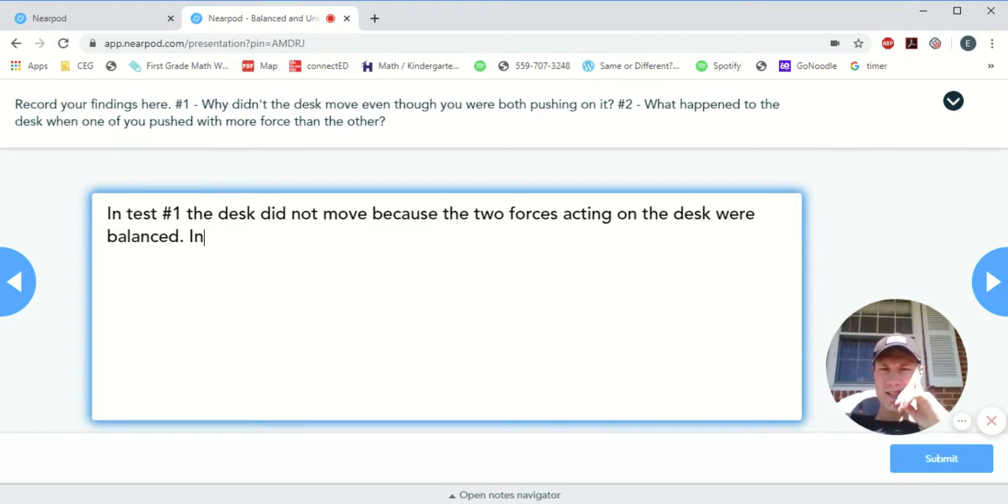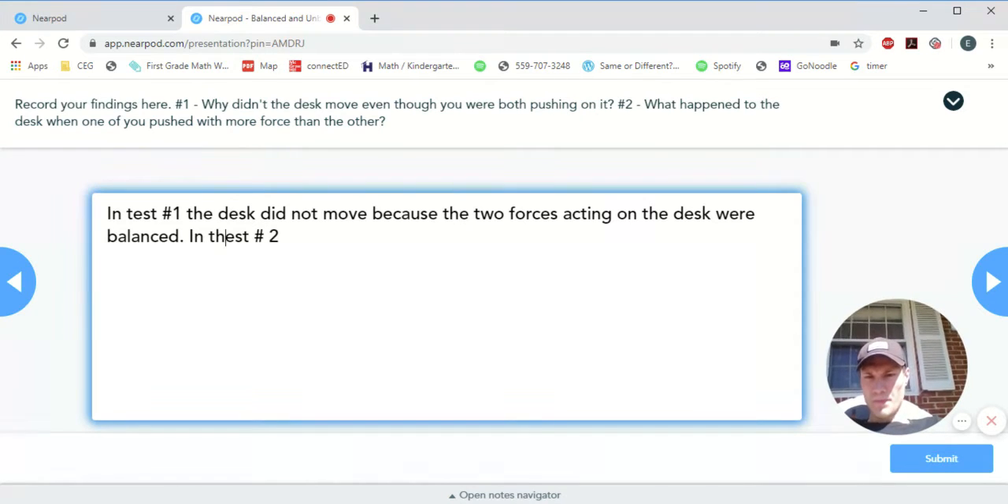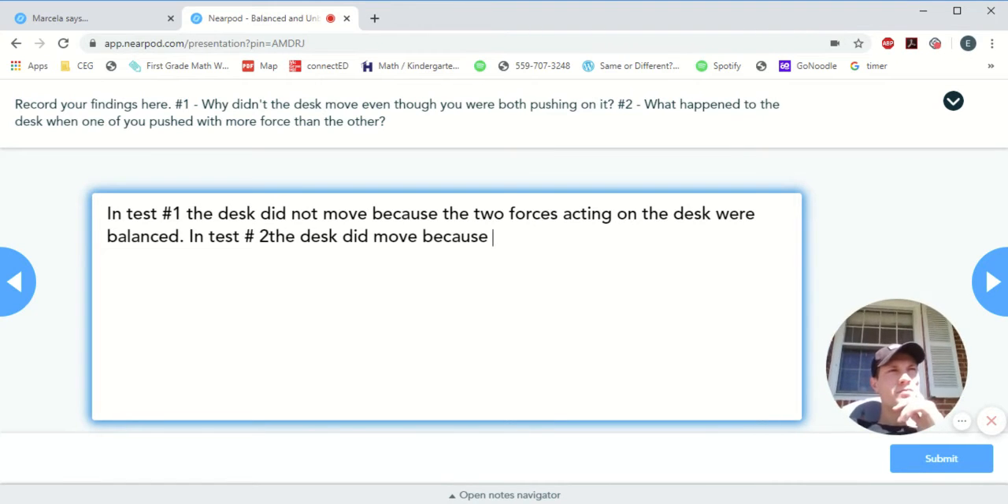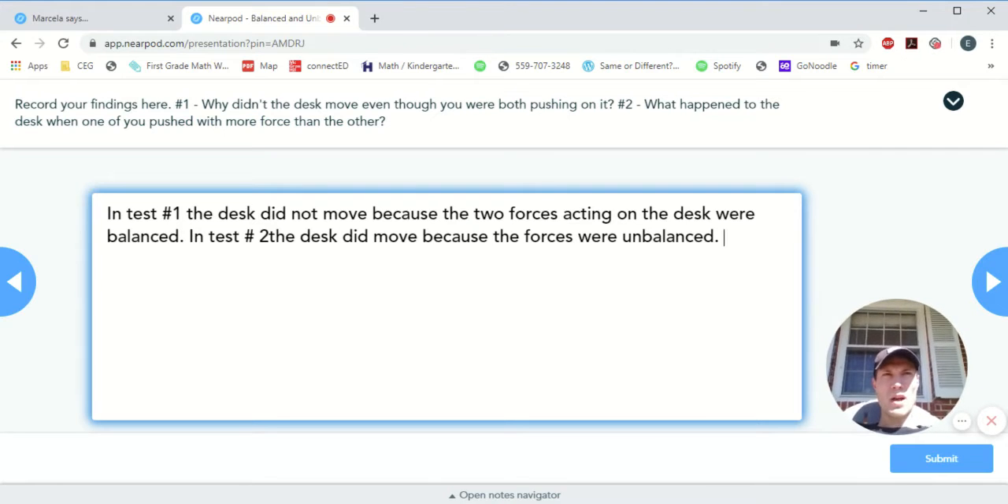So then what about test 2? Why did it move? So in test number 2, the desk did move because the forces were unbalanced. One person's force is greater than the other, which means they didn't cancel each other out. The desk moves. When you're finished, you'll submit.